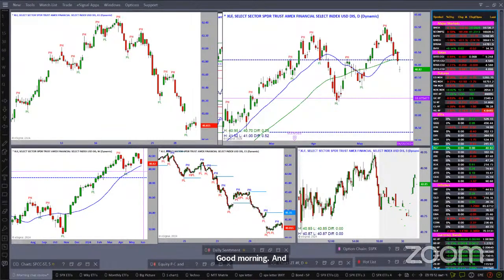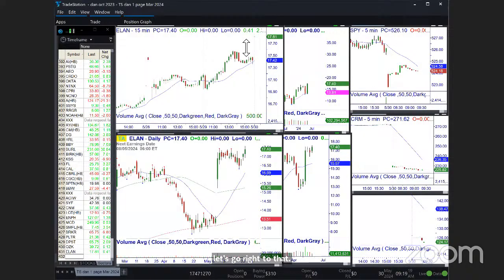We have a lot of gappers on earnings, so let's go right to that. I really don't have any alarms going off on our opens. Yeah, real big gappers here. Let's start at the top.